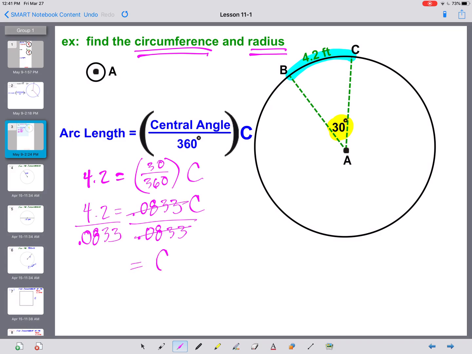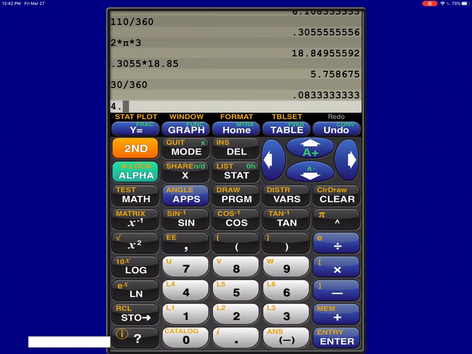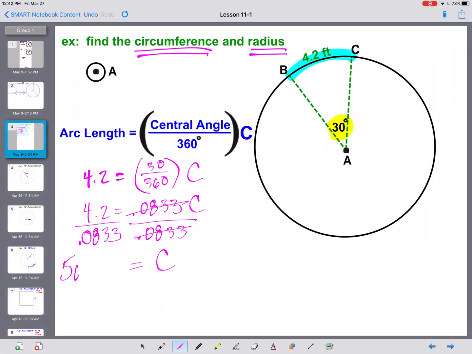Here's our circumference now. 4.2 divided by that number. 4.2 divided by 0.0833. Nice, huh? 50.42. What's the units? It's just a distance. The only units given were feet, so this is feet also.